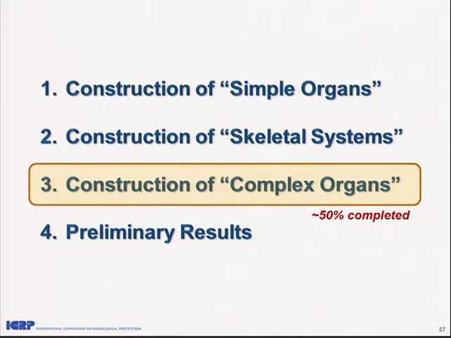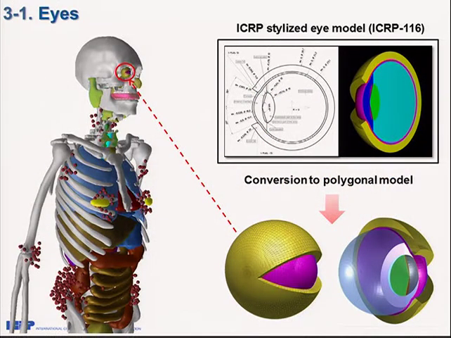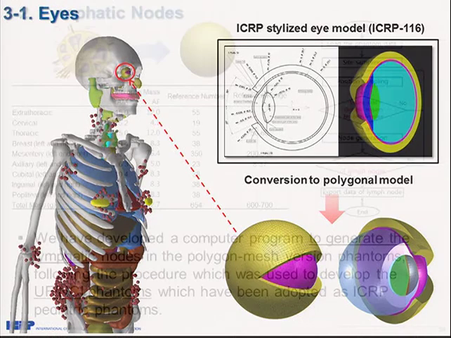Now it's about the construction of complex organs. The construction of complex organs is quite challenging and time-consuming, and in this case, I think we have finished only about 50 or 60% of the planned work by now. In case of the eyes, we were successful. We successfully produced the polygon mesh version of detailed eye models, and also we successfully installed these eye models into the polygon mesh phantoms.